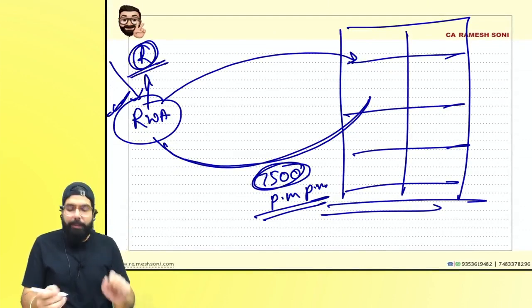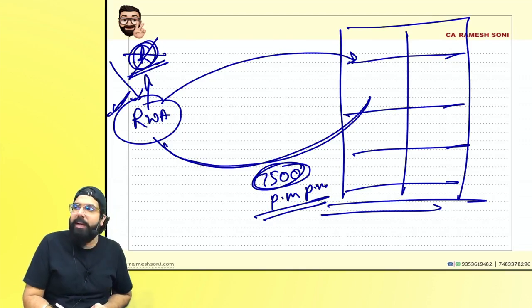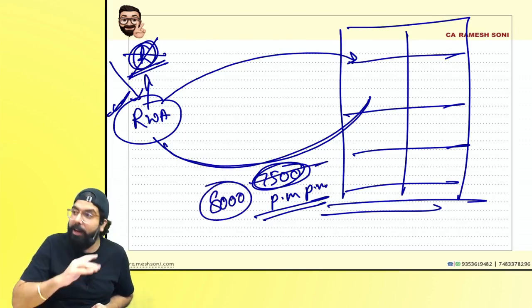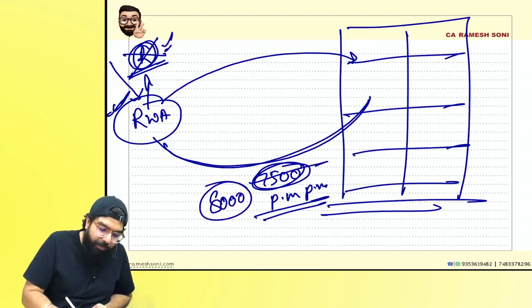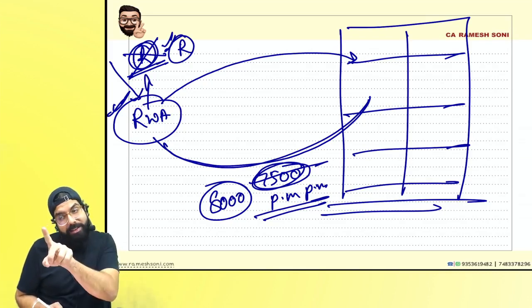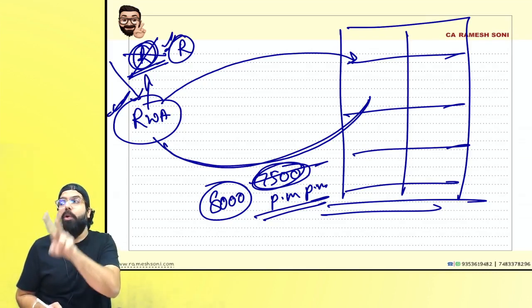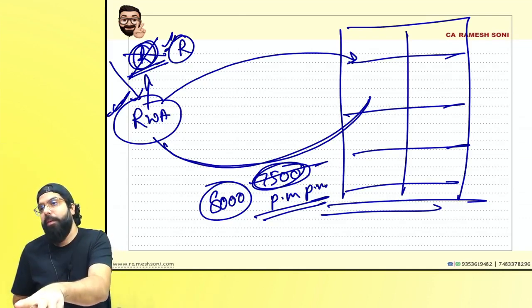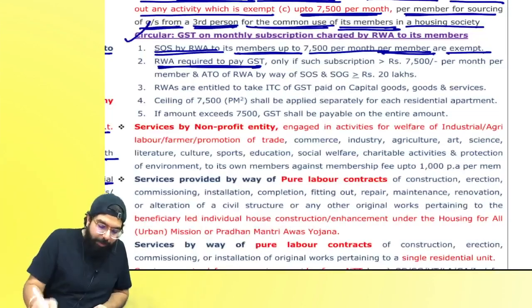So supposing they are not required to take registration, their turnover has not crossed 20 lakh, even if they are collecting 8,000, do they have to collect GST? No. Only when their turnover has crossed 20 lakh, they are registered, and they are charging more than 7,500, then it will be taxable. Are we clear, everyone? That is what is being told.